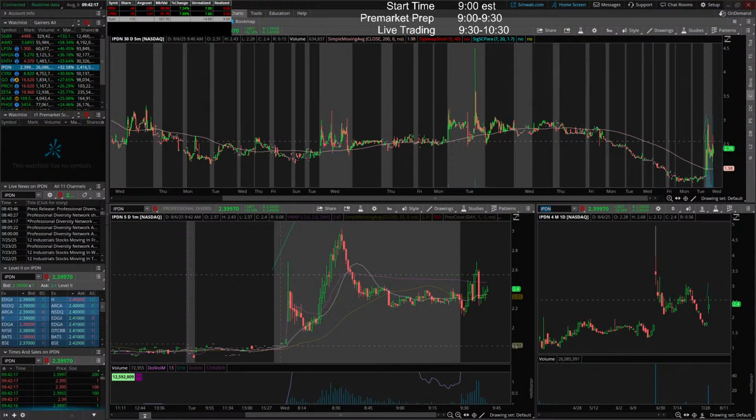Now it is August, so I'm thinking that runners will be a little bit weaker generally in August, at least in small caps.